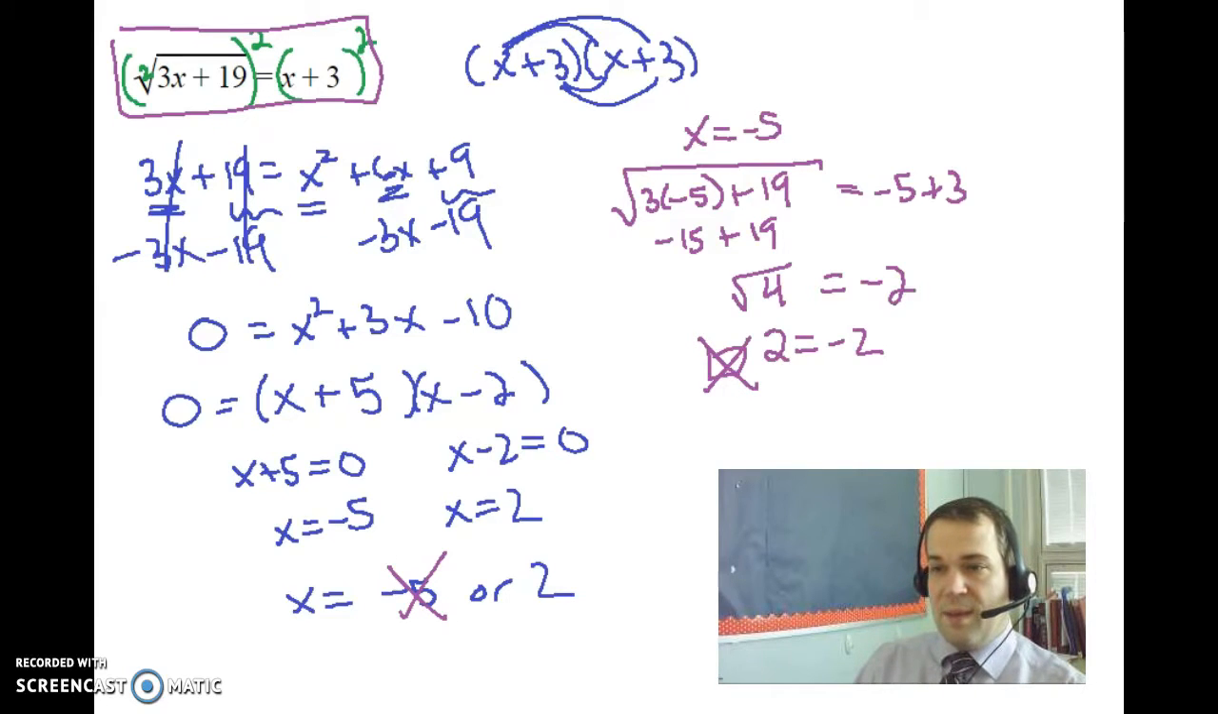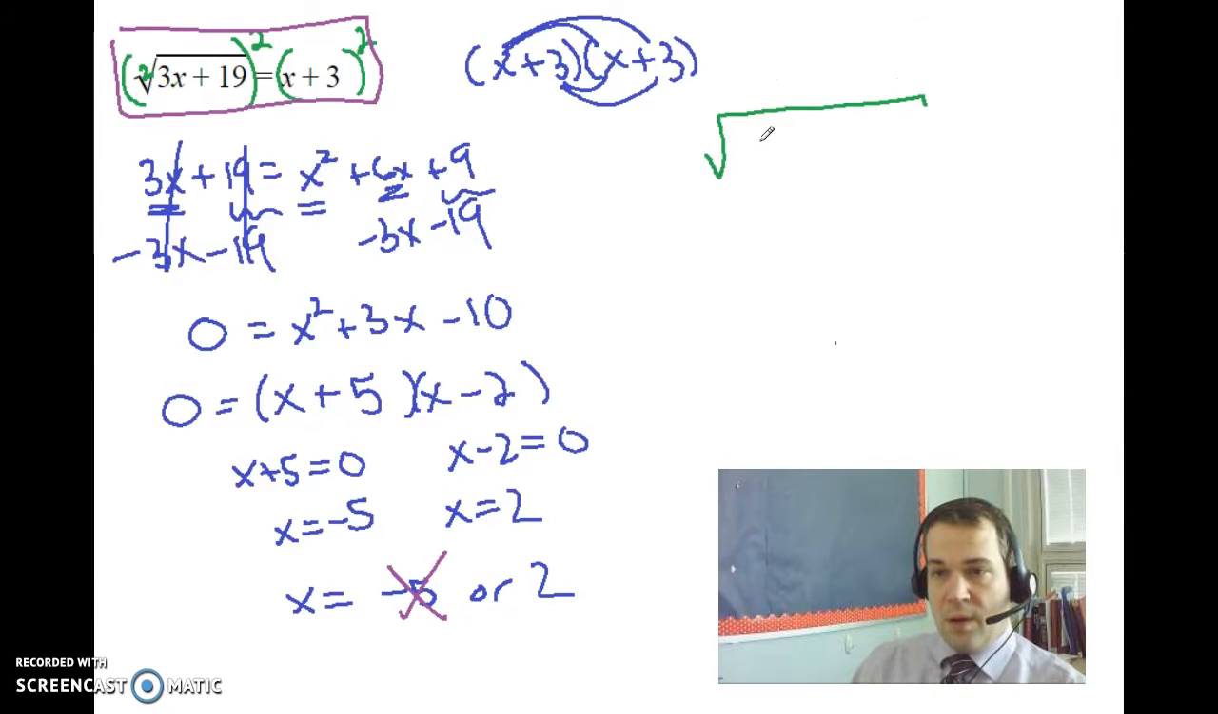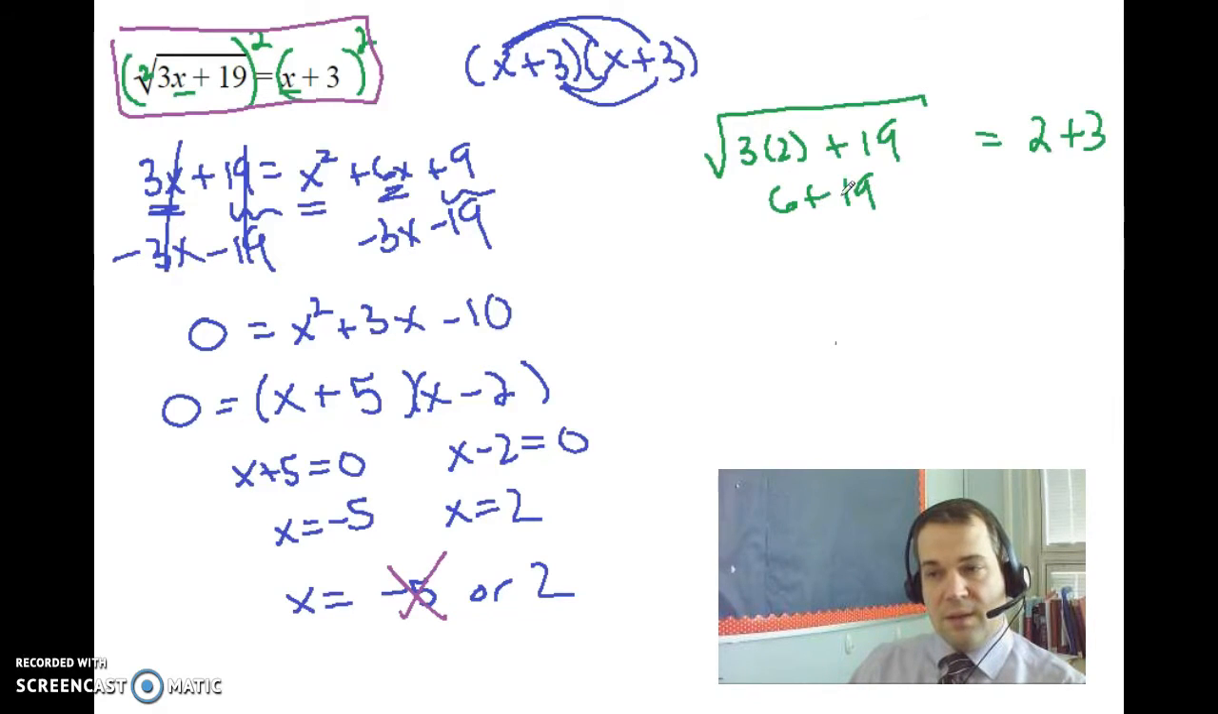Then we can try the same thing with x equal to 2. I'm going to pause and erase. Now we'll try with x equals 2. So that gives the left side as the square root of 3 times 2 plus 19 equals 2 plus 3. I'm just plugging in 2 for this value of x and this value of x. 3 times 2 makes 6. 6 plus 19 makes 25.